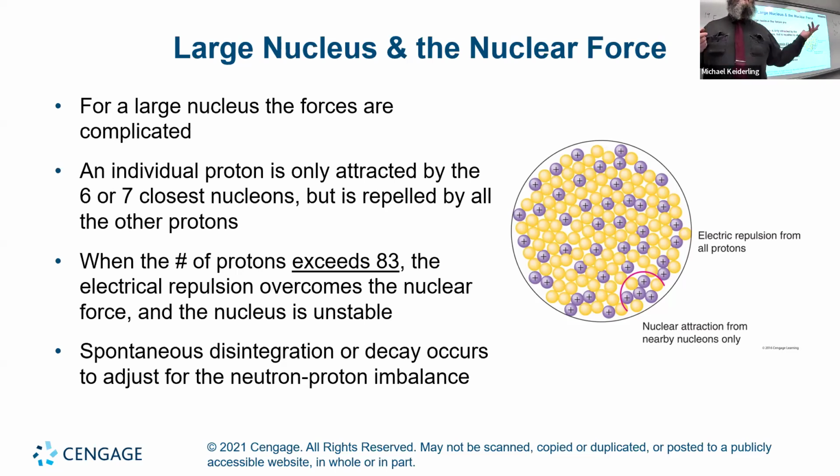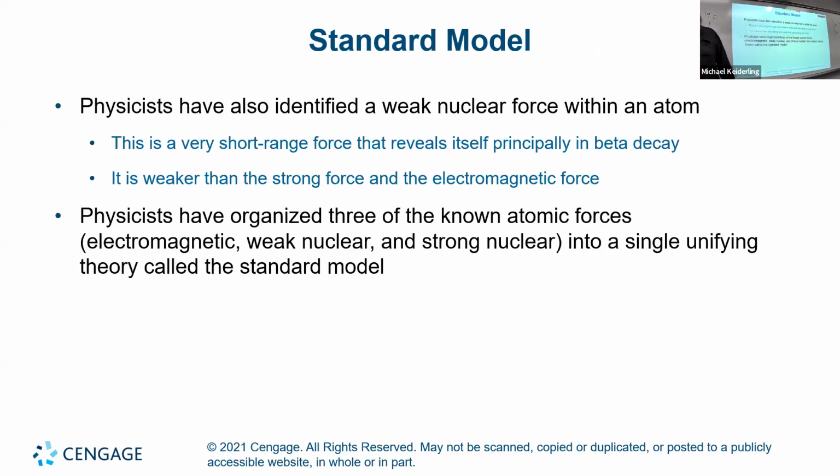So for example, tritium, hydrogen-3, is actually unstable. It has too many neutrons. And so it will undergo radioactive decay. And that radioactive decay process is mediated by what's called the weak nuclear force.